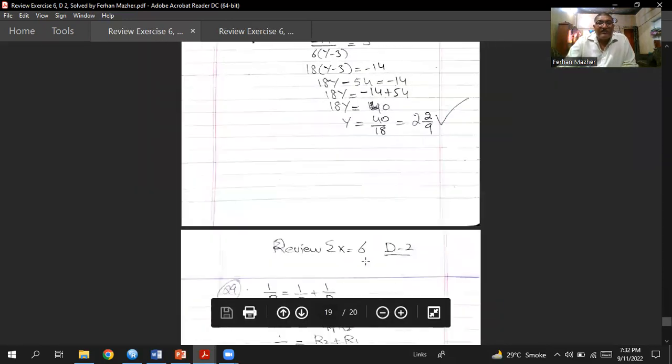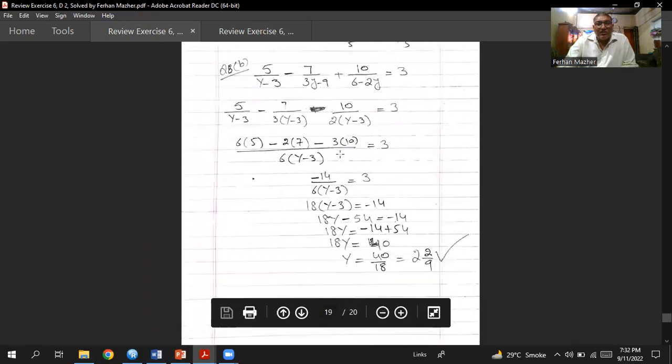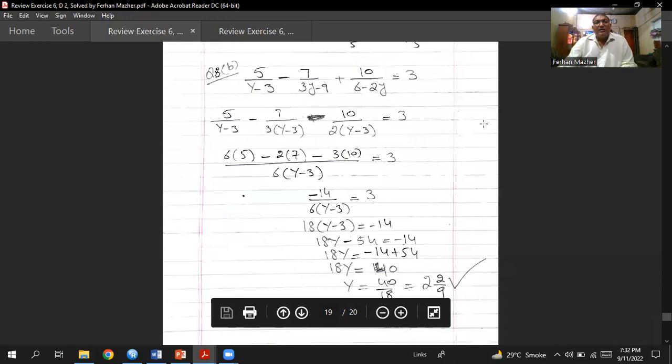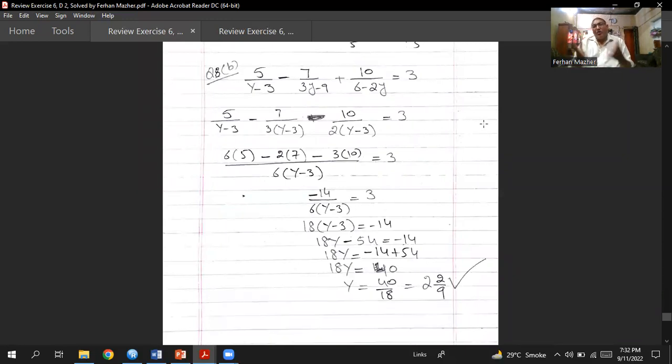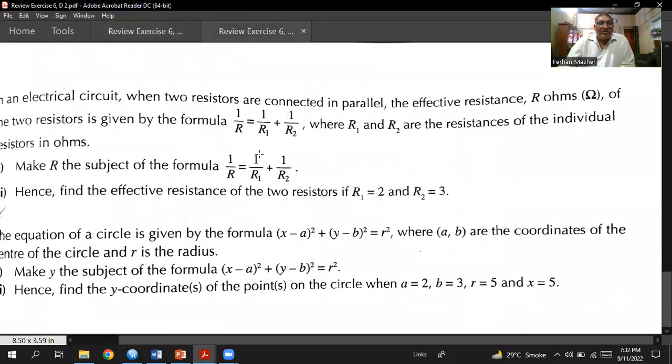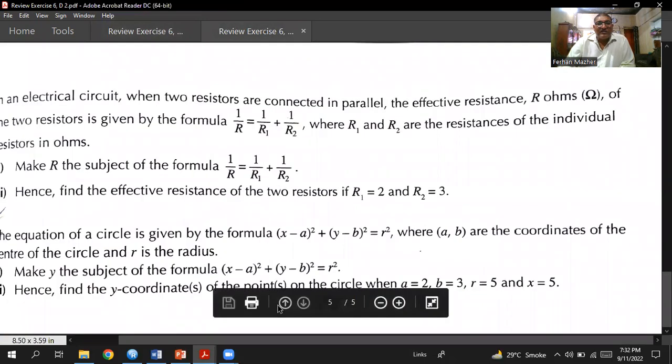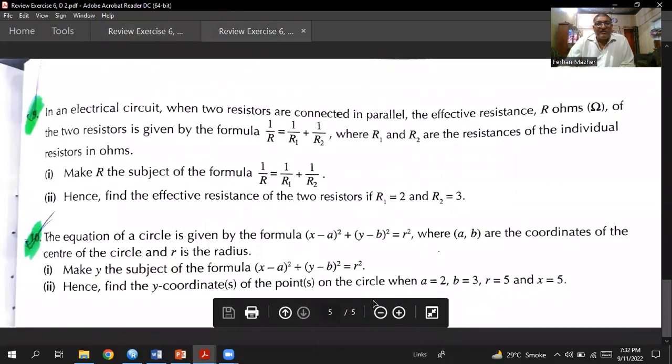Let me reduce the size so you can see the whole question number 8, B part, showing up on your screen. I hope you understand how this is done, the right procedure to do them. Okay, so we are going to the next question. The next question coming up on your screen is question number 9 of the review exercise.